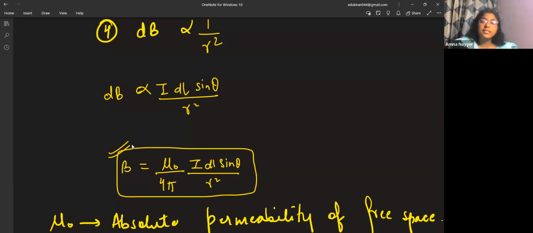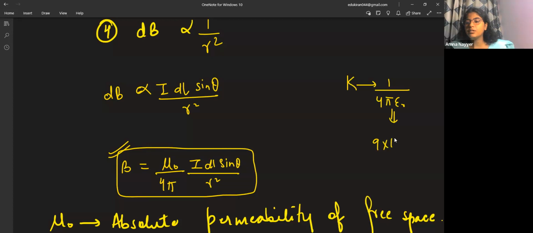Now mu naught is different. In your electrostatics, we had seen this quantity K, which was 1 over 4 pi epsilon naught. So its value was also 9 into 10 to the power 9. This epsilon naught was present when you have reference to electric field. But now we are talking about magnetic field. So in magnetic field, you have mu naught as the constant, which is known as the permeability of the medium.